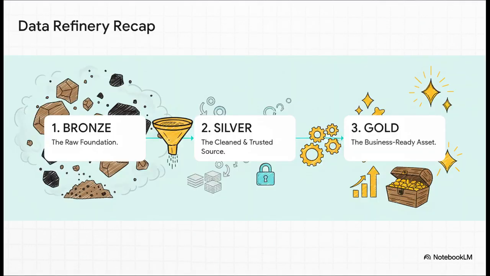All right, so let's just do a super quick recap of our data refinery. Bronze, that's our raw, untouched foundation. Silver, that's where it becomes a cleaned and trusted source for our teams. And gold, that's where it's transformed into a valuable, business-ready asset that's ready to create some real insights.